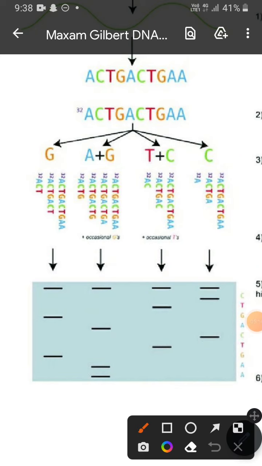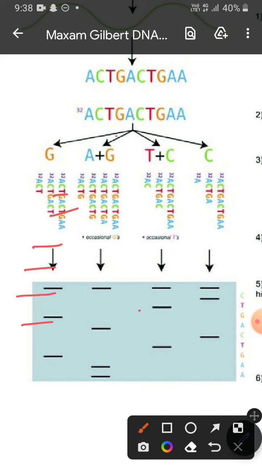In the G tube, our DMS or piperidine concentration should be controlled in such a way that it will only cleave G, not A. Also, the concentration should be controlled in such a way that it will introduce only one modification per DNA molecule. As a result, we have DNA fragments of different sizes, all radioactively labeled.